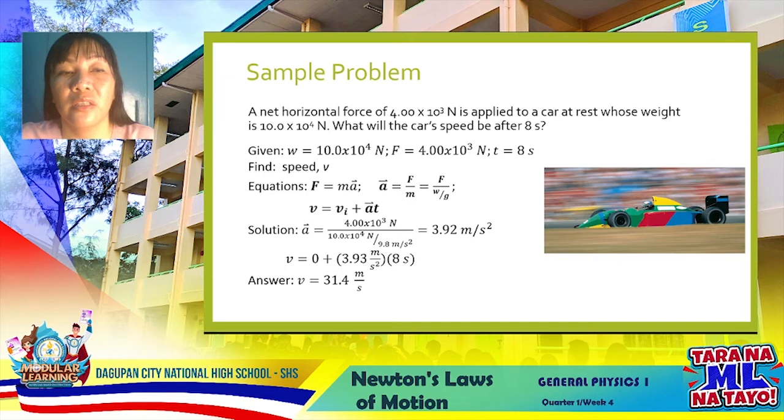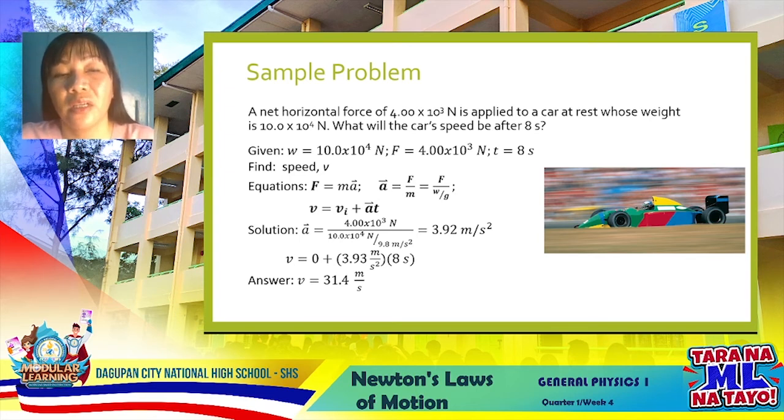Acceleration is taken from the formula force is equal to mass times acceleration, and deriving the formula for acceleration, acceleration is therefore equal to force divided by mass. Substitute the formula for mass. We have acceleration is equal to force divided by weight over acceleration due to gravity. The last equation, which is the equation for the final speed, is equal to initial speed plus the acceleration times the time.